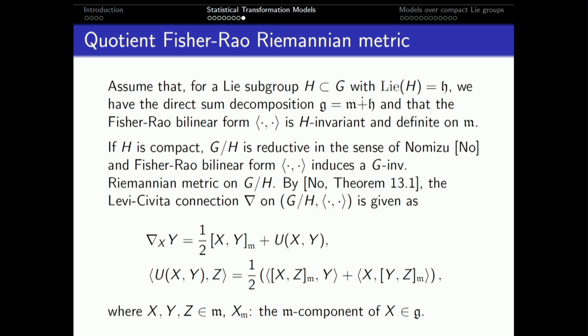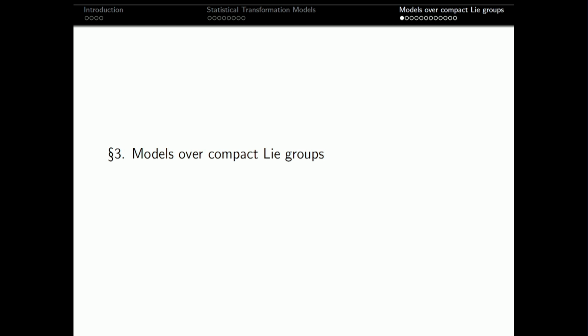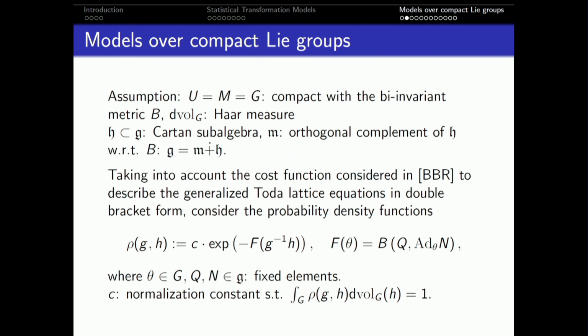Yeah, so even if you lose the definiteness of the Fisher-Rao metric, there is still some chance to have a better situation to work on information geometry. Okay, now I'd like to move on to a more particular case.